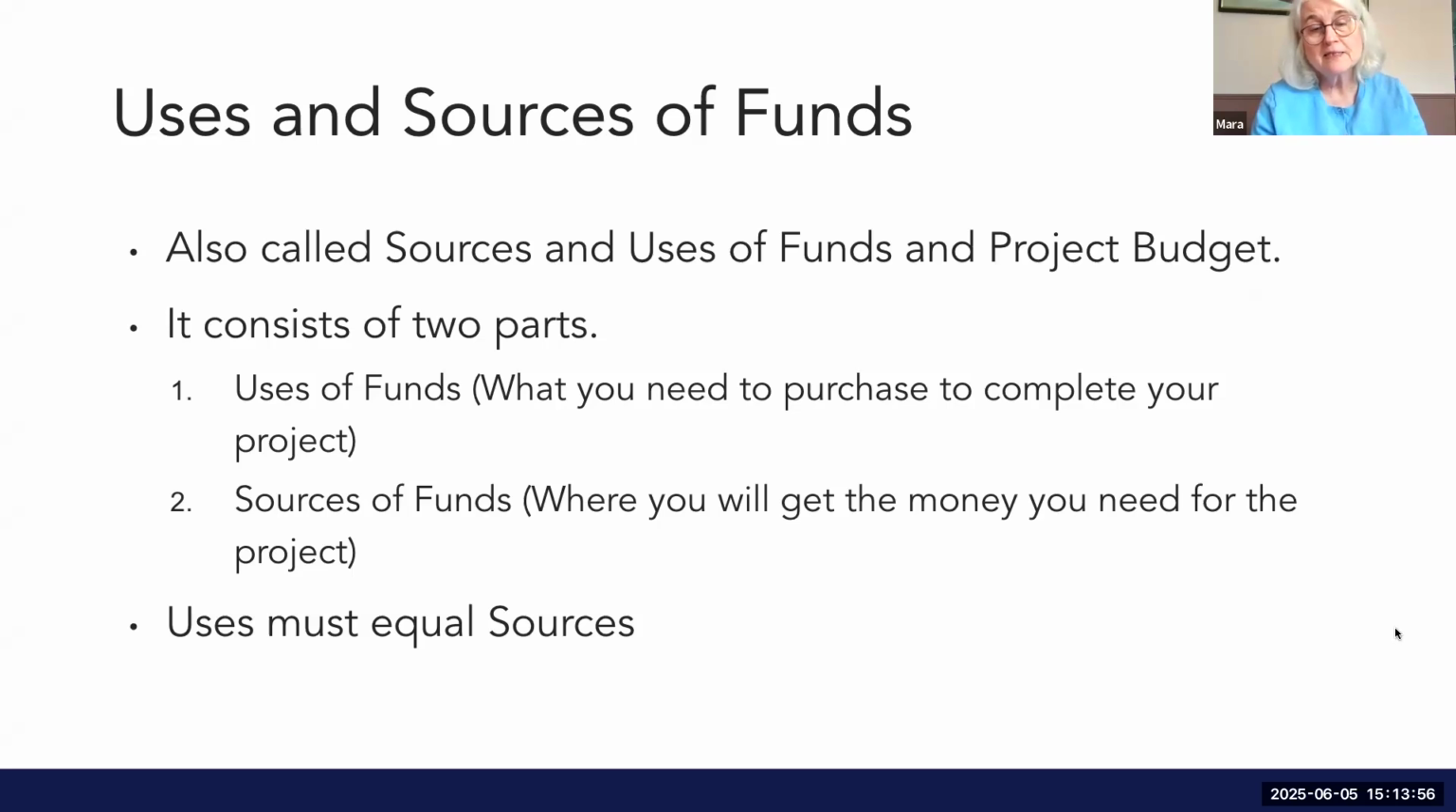As it implies, it consists of 2 parts. Uses of funds, basically what you need to purchase to complete your project, and the sources of funds, where you're going to get the money you need to pay for all of these uses. One thing that's really important is that the uses must equal the sources, because you really should not start a project until you have all of the money you need to finish it.